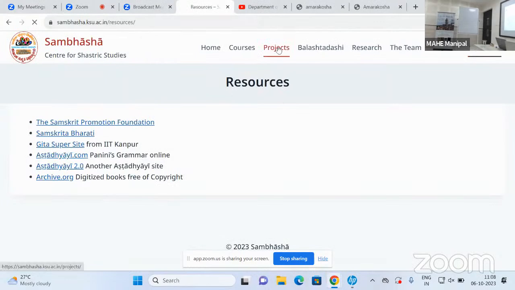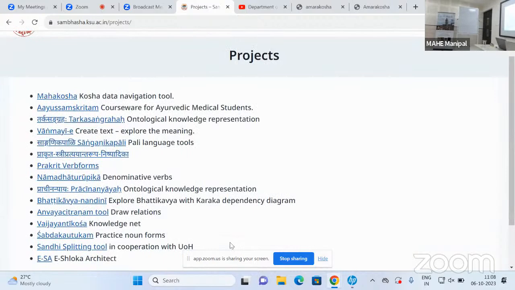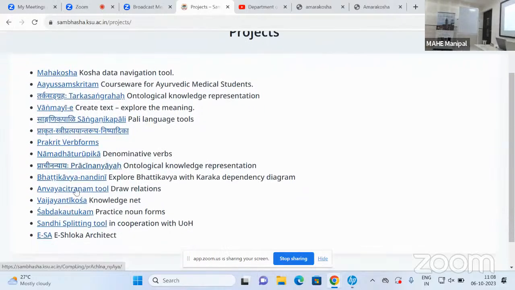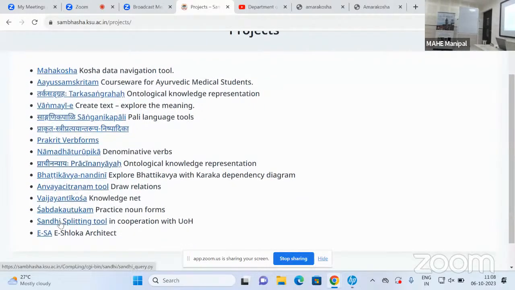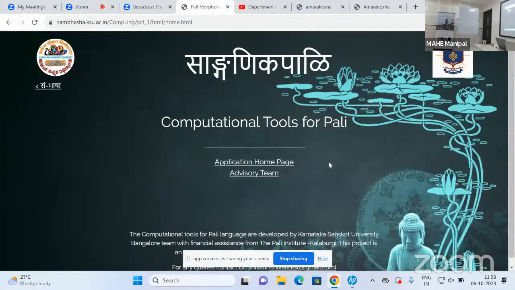This is the project part. A few projects are funded by the government, central government and all. A few are students' projects. So here first I'll show you Pali machine translation. This is Sankanika Pali.